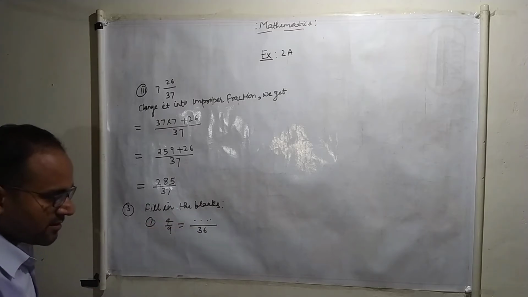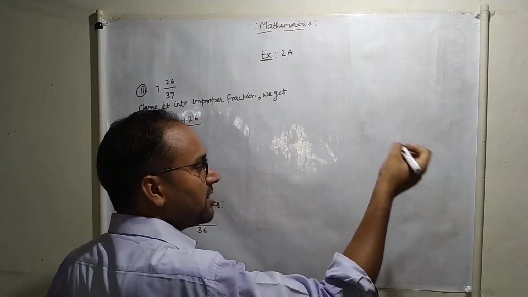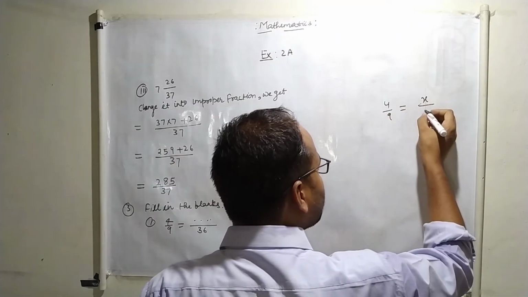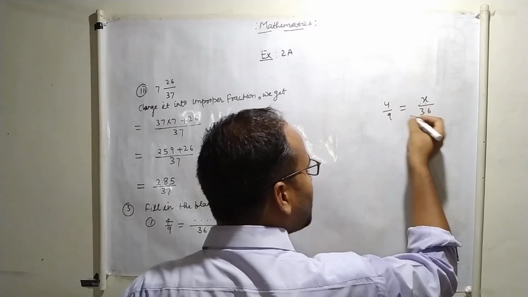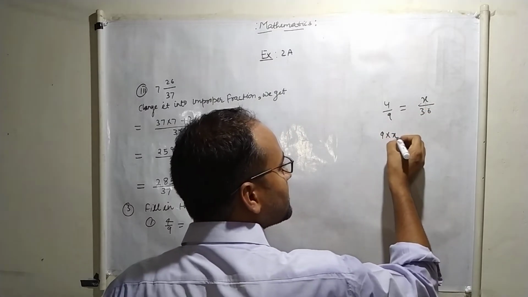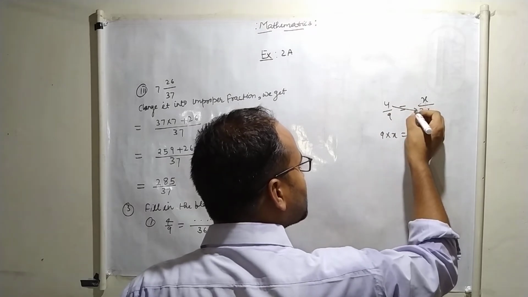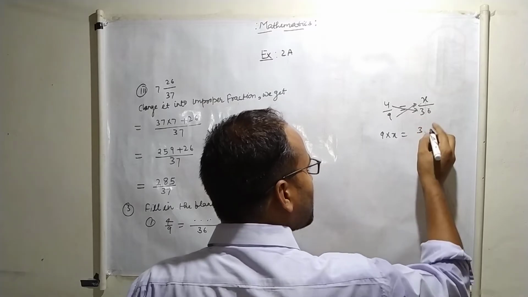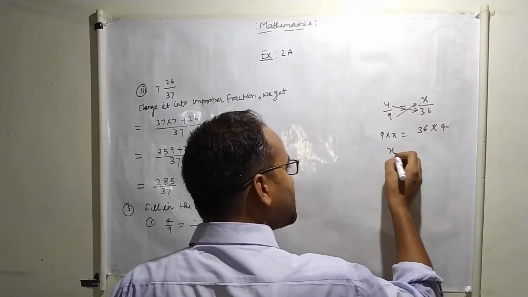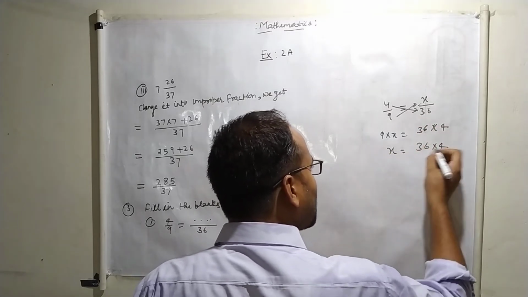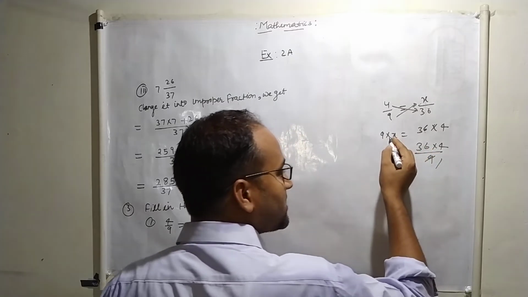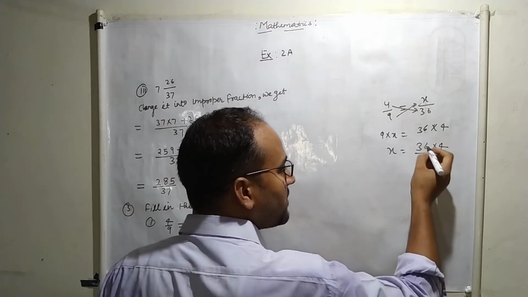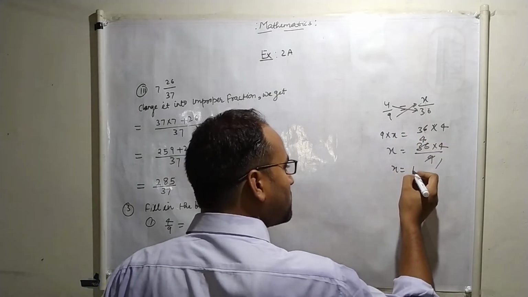4 4s are 16. Or, one more way, you can suppose it is x. 4 upon 9 equals x upon 36. By cross multiplication, 9 into x is equal to 36 multiplied by 4. Then x is equal to 36 into 4 upon 9. The 9 here is a multiplication, so change it into division. 9 4s are 36. x is equal to 16.